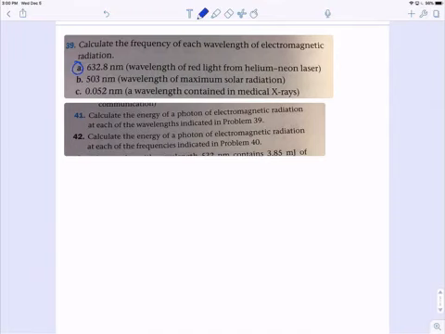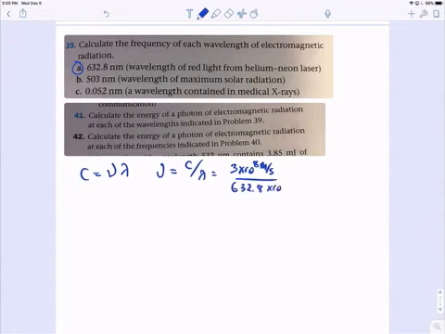So, all right. Get the frequency, and you'll be given these equations. Speed of light is frequency times wavelength. So that means frequency is speed of light over wavelength, which is 3 times 10 to the 8 meters per second divided by 632.8 times 10 to the minus 9 meters. Put that in your calculator.